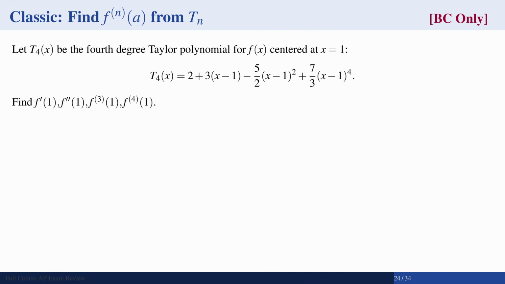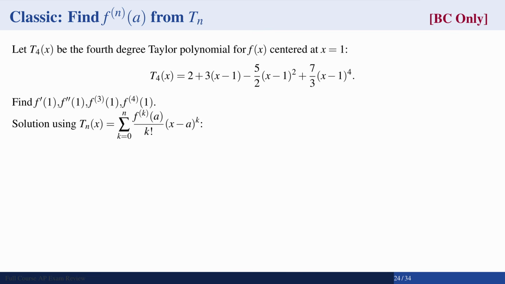Now we're going to run through a couple of classic Taylor series problems. One of them is to find the nth derivative at a given a from a Taylor polynomial. So if we have the 4th degree Taylor polynomial written there, and we want to find f prime of 1, f double prime, f triple prime, and then the 4th derivative at 1.